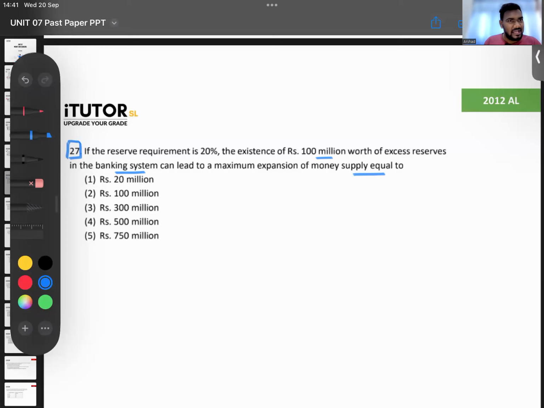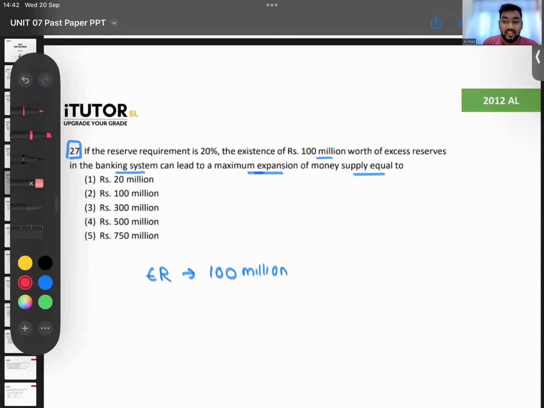How do you do this when there is a banking system question? The banking system has excess reserves of 100 million. Now they are asking you, because of this, what can you do with this excess reserves? You can give those out as loans. So they are asking you, by how much can money supply increase at the end of the whole credit creation process, the maximum expansion of money supply? How do you do this then?